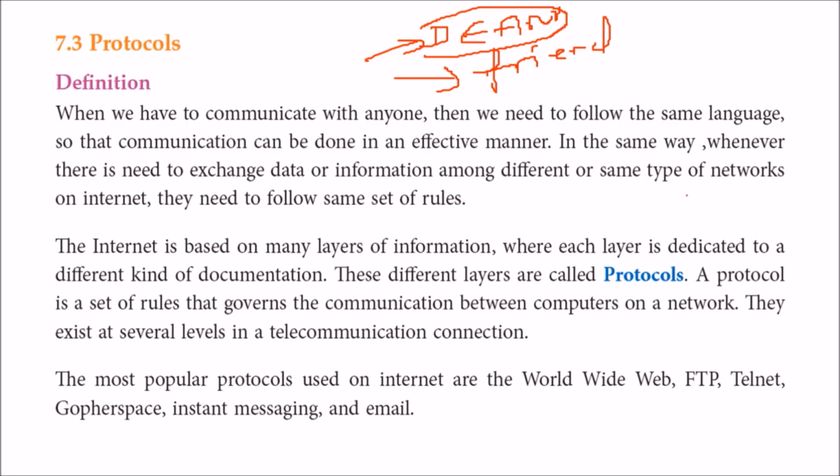Whenever we are exchanging information on networks, there is a proper protocol. There is a set of rules that needs to be followed. We have various layers, TCP, IP, ISO, OSI layers, and all these layers are governed by certain rules. These are called protocols. They are all documented properly, and every network layer follows these rules. So they exist at various levels. As I just said, various layers are there in communication. We have various popular protocols used on the internet like the World Wide Web, FTP, Telnet, Gopher, instant messaging, and email like SMTP.